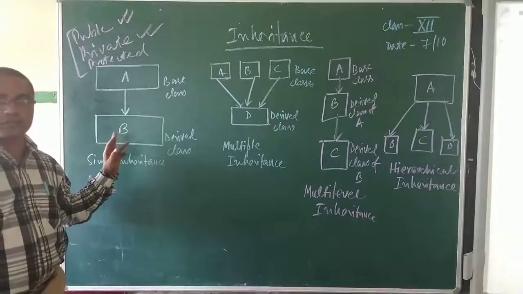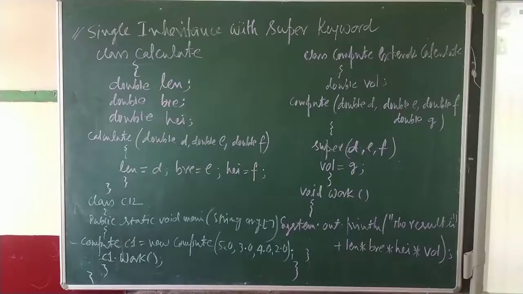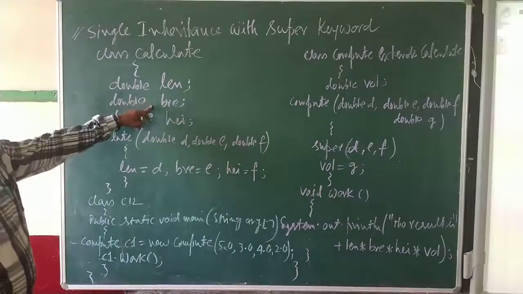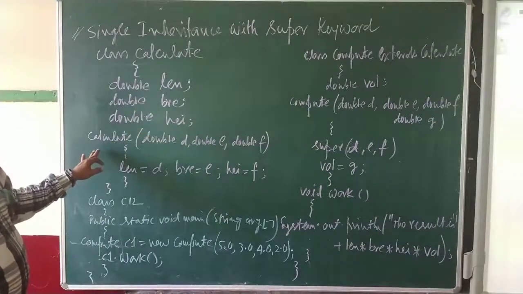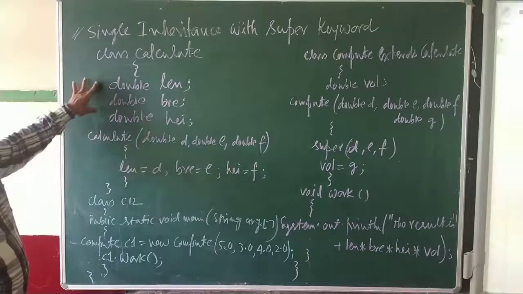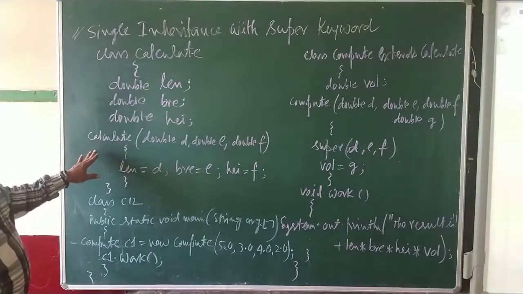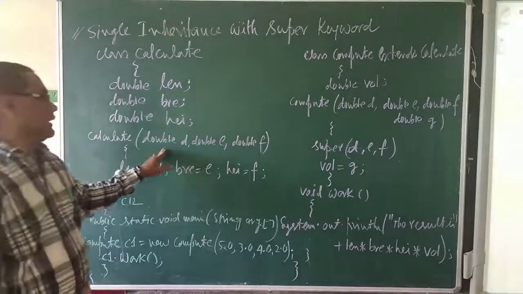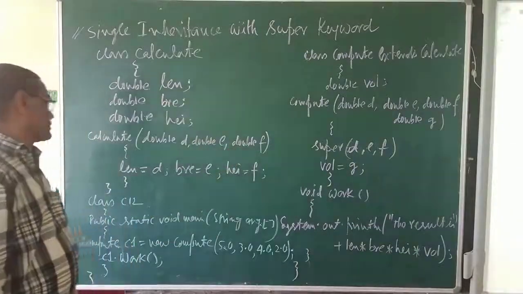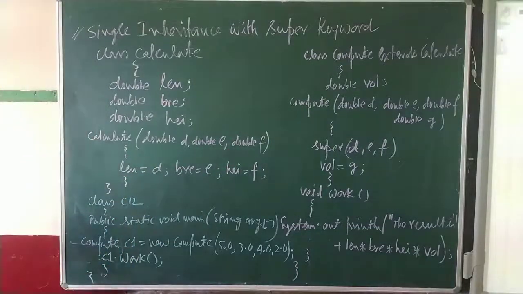Now I will write the program and explain. Inheritance with the super keyword. This program also I have given you, I am just explaining it here. So class calculate. There are 3 variables: length, breadth, and height. These are instance variables. This is calculate, the constructor, with double L, double E, and double F. Initializing the instance variables: length equal to D, breadth equal to E, and height equal to F.